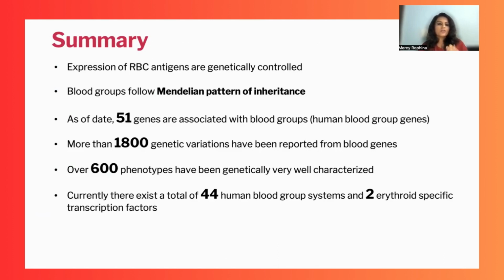Now coming to the end of this session, let us quickly have a summary of what we learned. The first thing is that the expression of RBC antigens is genetically controlled and follows a Mendelian pattern of inheritance. As of today, we have 51 genes associated with human blood group phenotypes. These are called human blood group genes. In all of these 51 genes, more than 1,800 genetic variations have been reported and validated to date, corresponding to more than 600 blood phenotypes in an individual. Together, all of these findings are systematically categorized into a total of 44 human blood group systems.